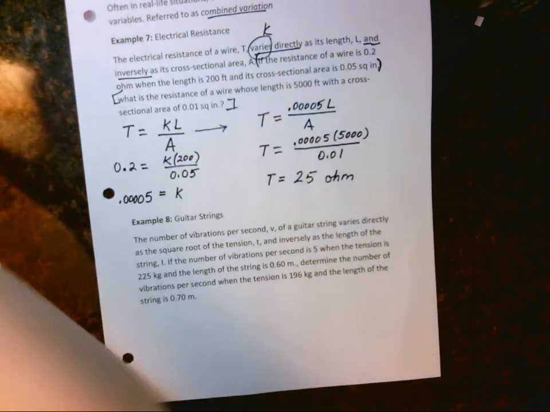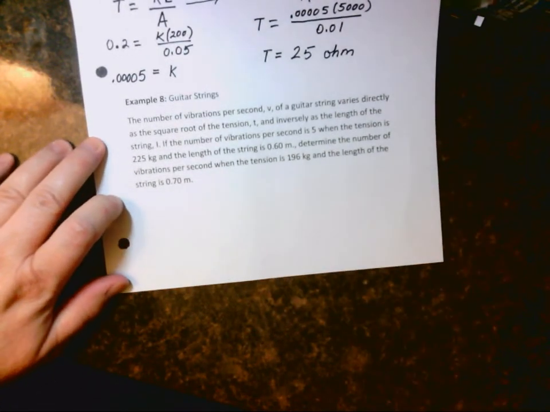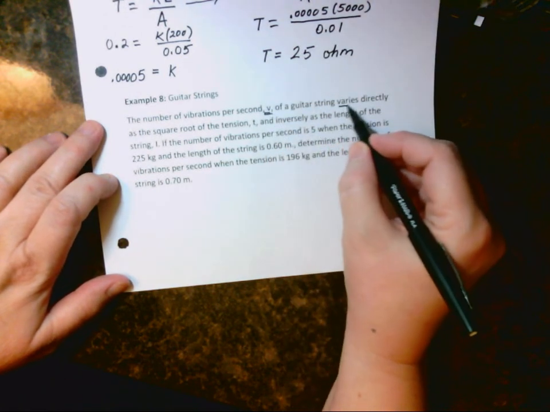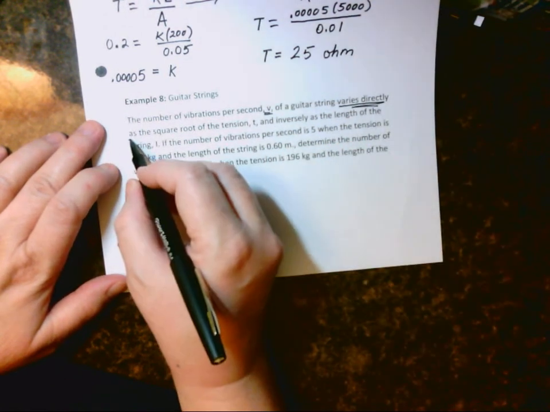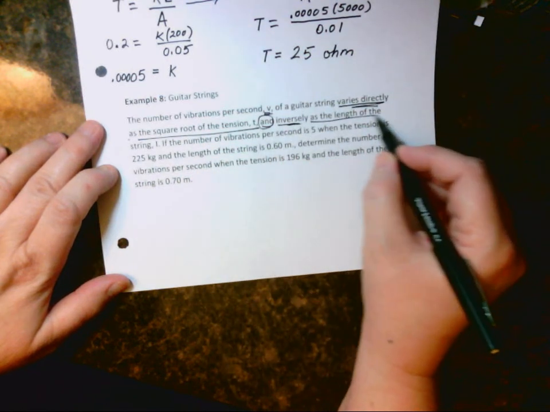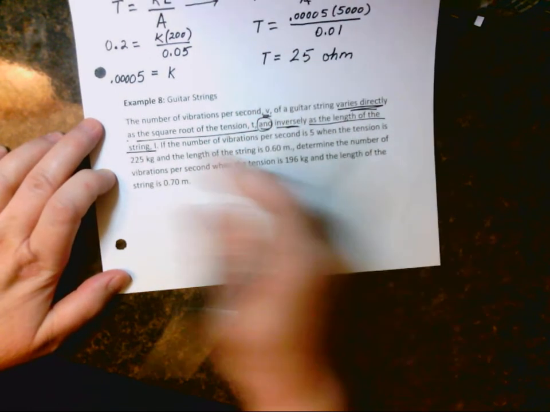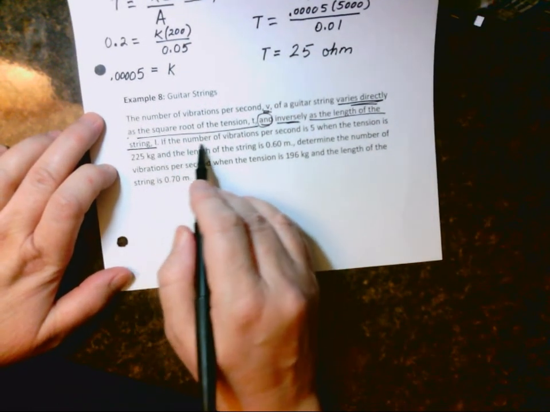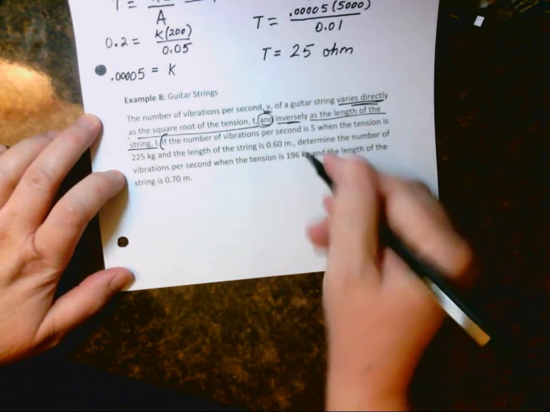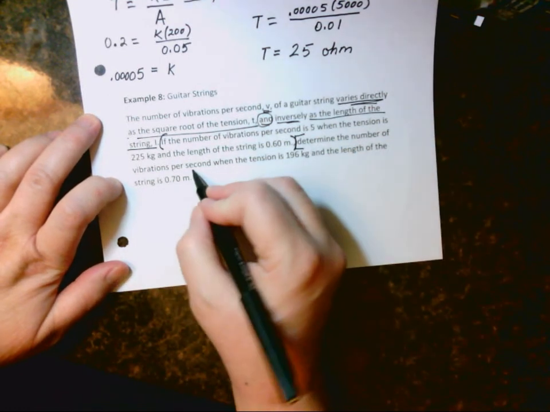Very well, we have only one more and we will be done with this. Nice and quick section. The number of vibrations per second, V, of a guitar string varies directly as the square root of the tension and inversely as the length of the string. There will probably be one on the test that has this situation where two things are going on. If the number of vibrations per second is this, okay, here goes this question, go to the comma, and then the last part is to determine the final value. Okay, we're ready to go.